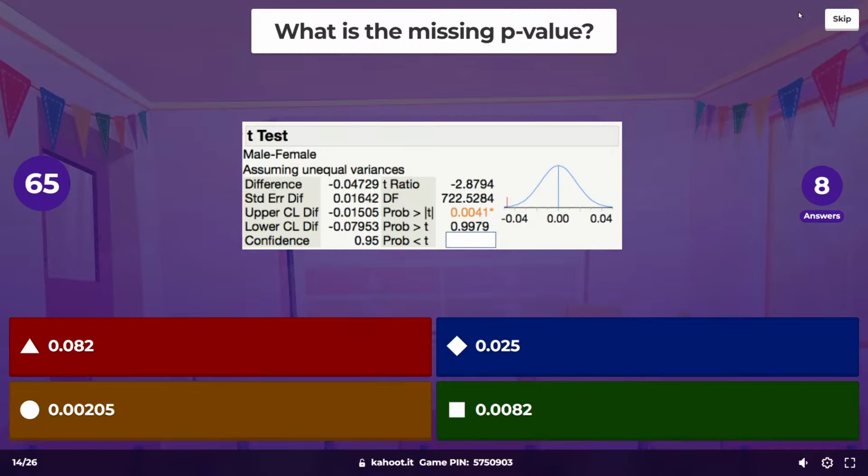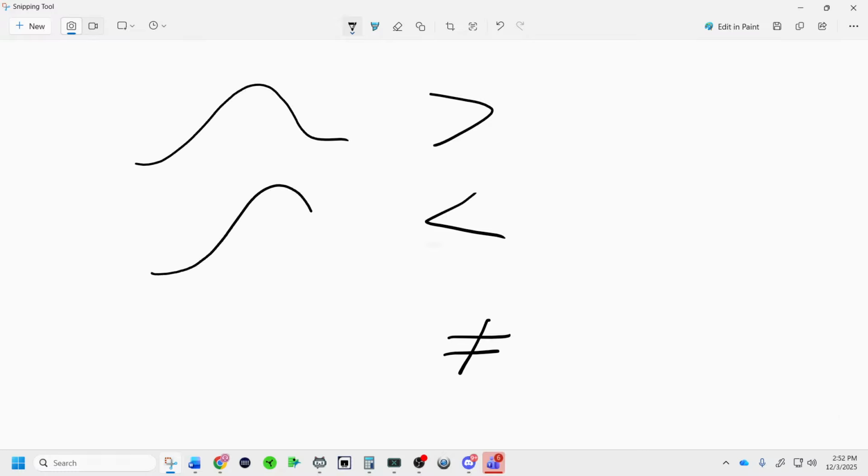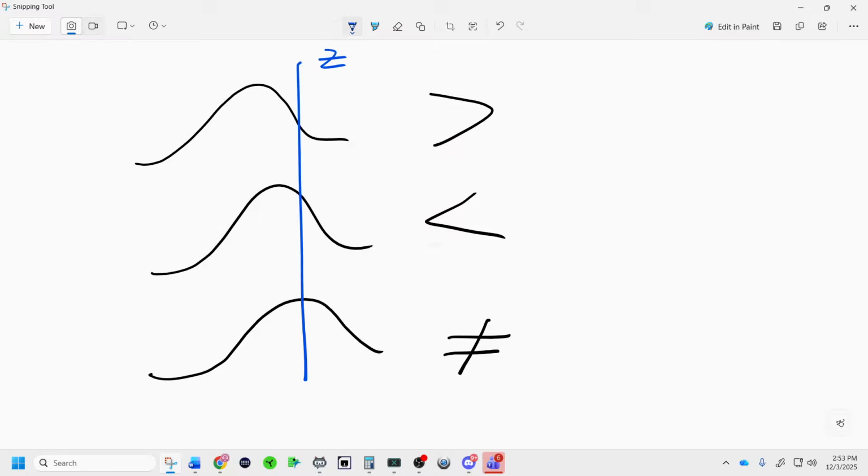Let's talk about how to solve this. There are 3 alternatives: the greater than, the less than, and the does not equal. When you do a statistical test, you will land somewhere on the curve. Where you land is your test statistic, like your z-score. If you do a greater than test, you graph to the right of it, because that's the way it points. For less than, you graph to the left of it, because that's the way it points.